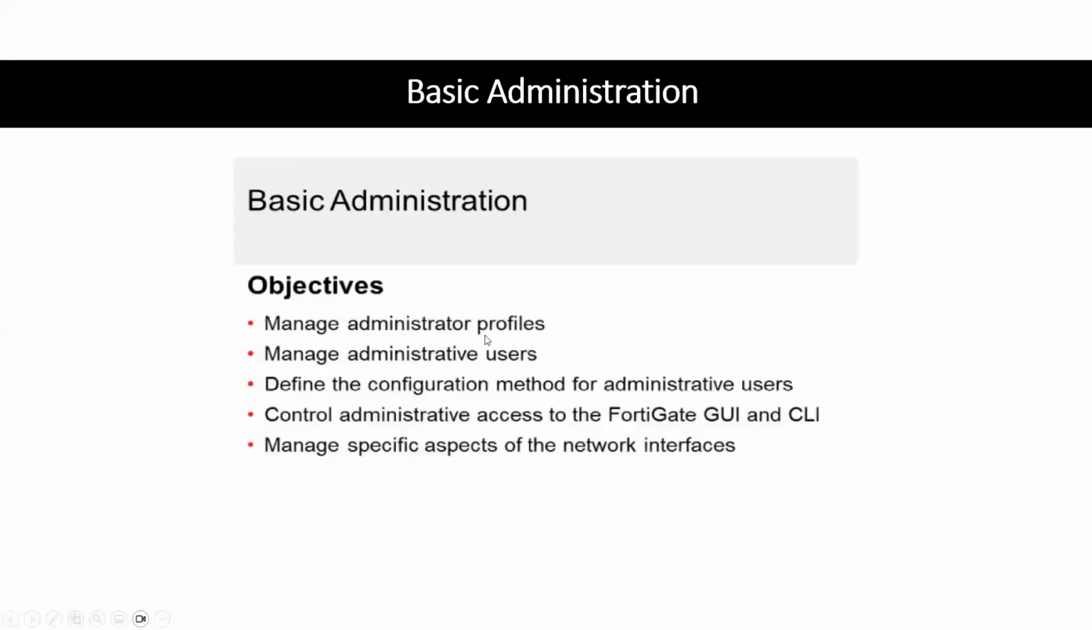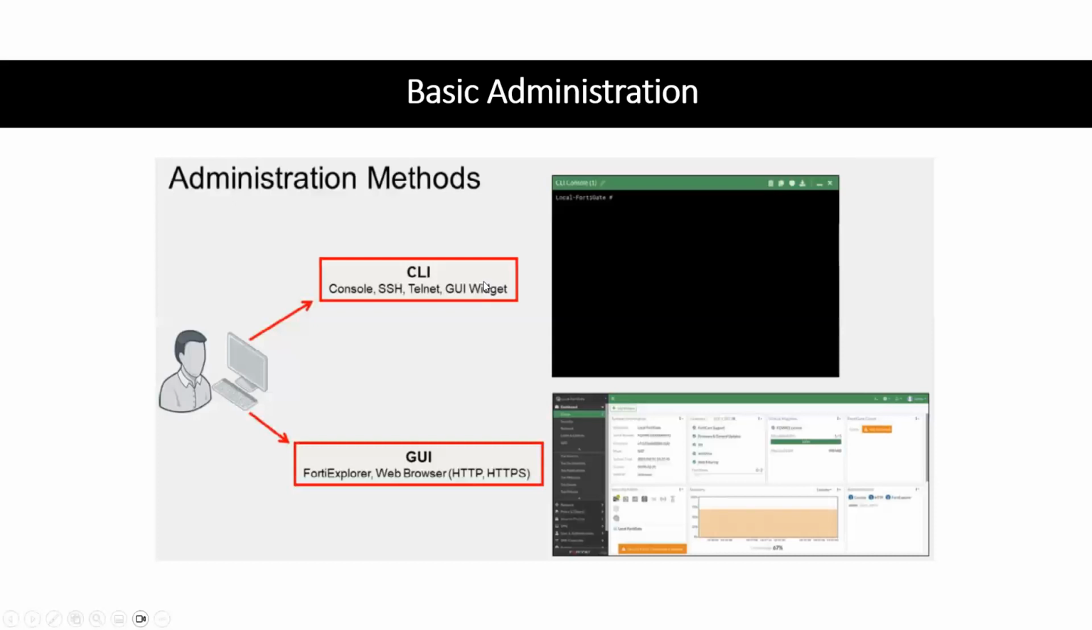Go to the next slide. So what are the objectives for this section? We're going to make sure that we know how to manage administrative profiles, manage administrative users, define the configuration method for administrative users, control administrative access to the FortiGate GUI and the CLI, and last but not least, manage specific aspects of the network interface.